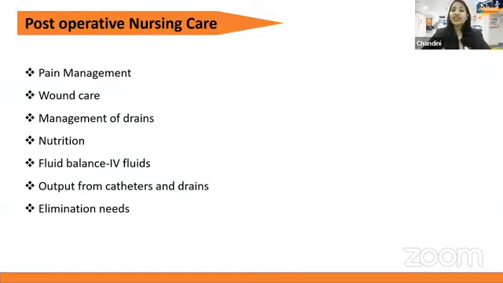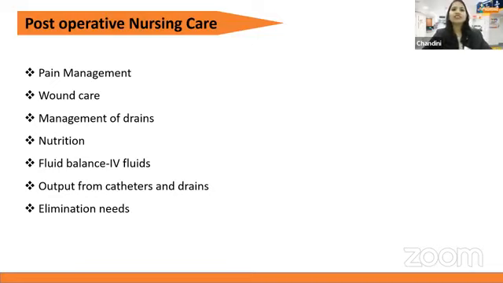As a nurse, we have an important role in post-operative nursing care. The important thing is that every patient who has undergone surgery will experience pain. We should understand that pain is the fifth vital parameter. We have to consider that pain also needs to be treated whenever necessary. So pain management has a very important role.